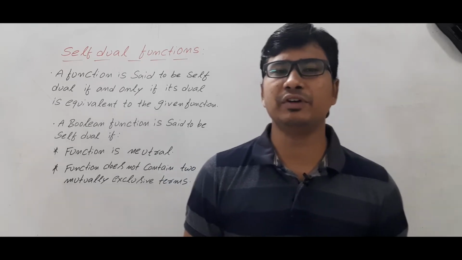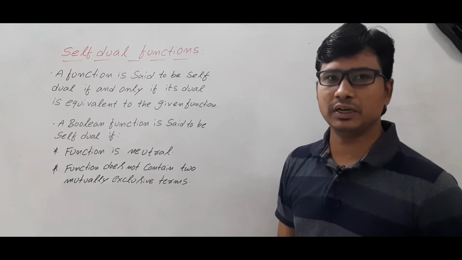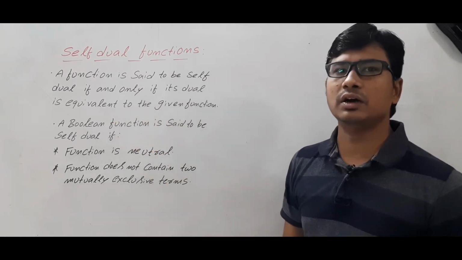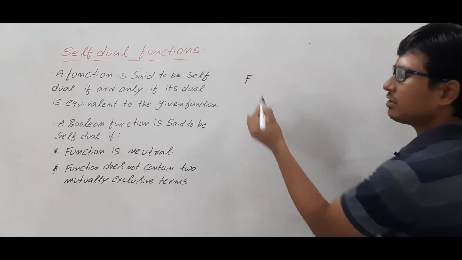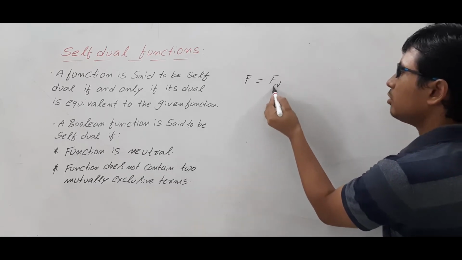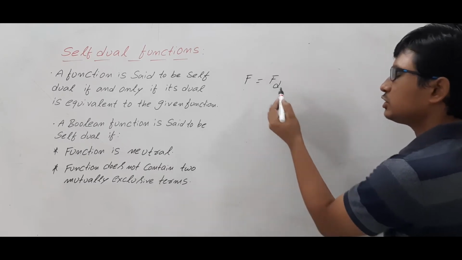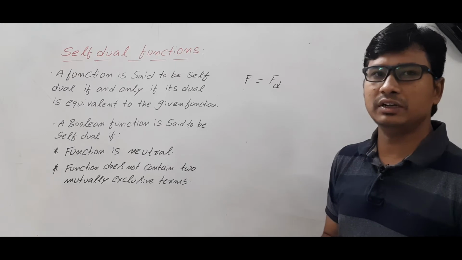So first let me define what a self-dual function is. A function is said to be self-dual if and only if its dual is equivalent to the given function. So what is the meaning? Let's say they have given a function f which is equal to its dual. We compute the dual of the given function. If the given function and its dual are equal, then I can say that it is a self-dual function.